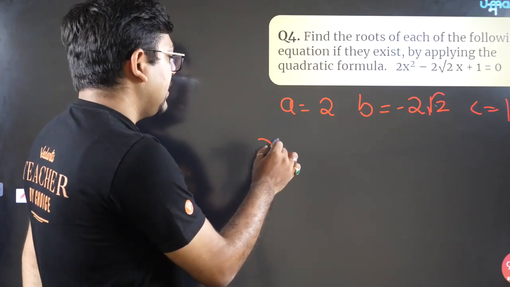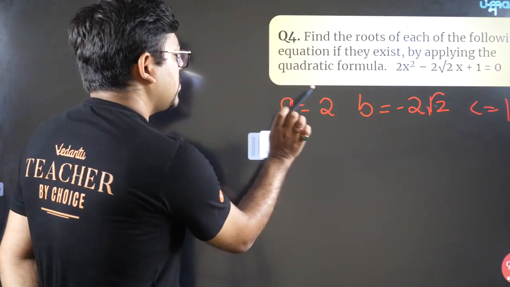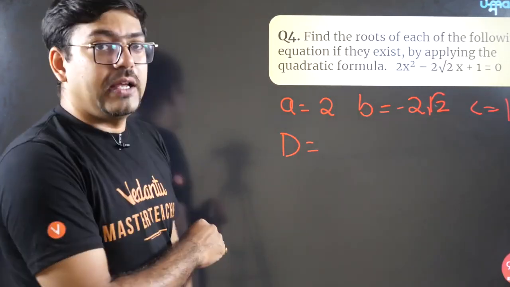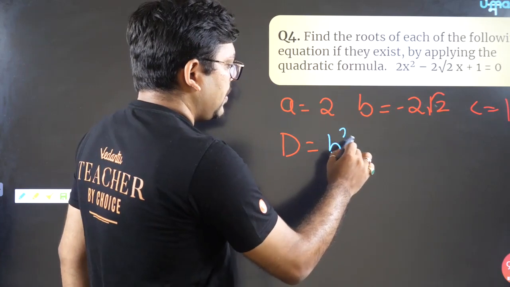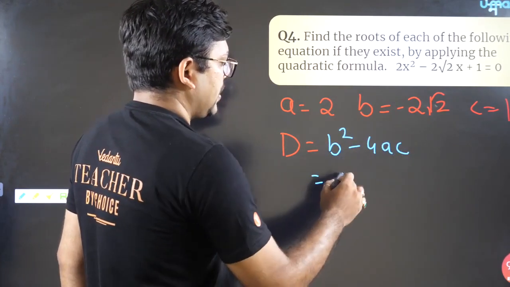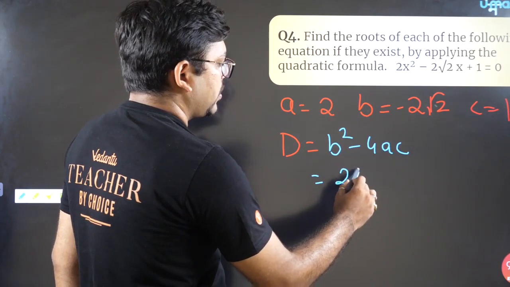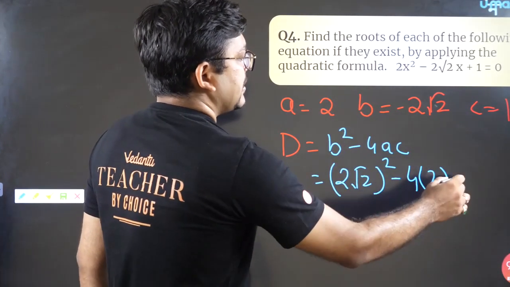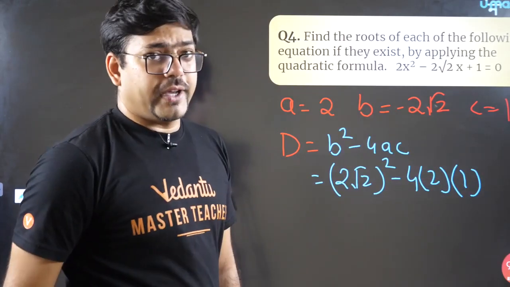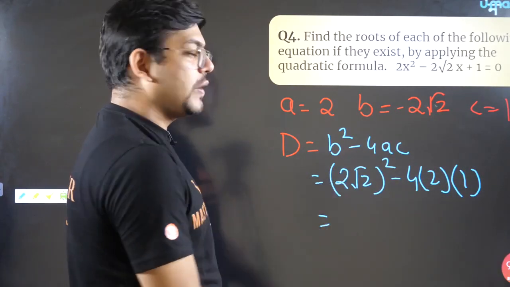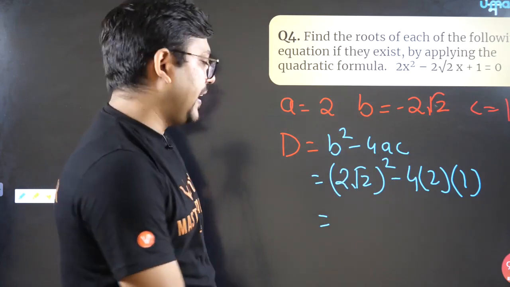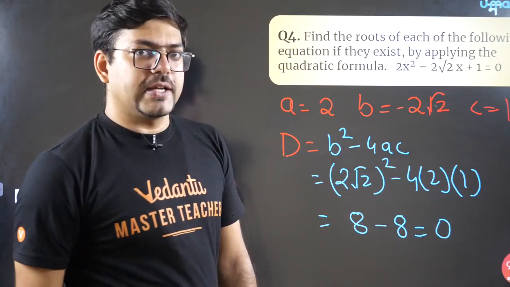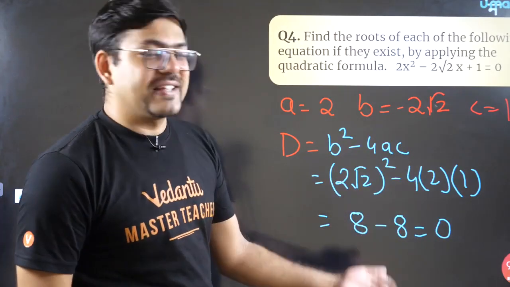Once we have got that, we go to x, but before x, D, I always forget. Let's find the D value first. It will be b square minus 4ac. So b square is 2 root 2 whole square, minus 4, A is 2 and C is 1. 2 square is 4 and root 2 square is 2. 4 2s are 8. So we got 8 minus 4 2s are 8. 8 minus 8 is 0. So we got discriminant 0.